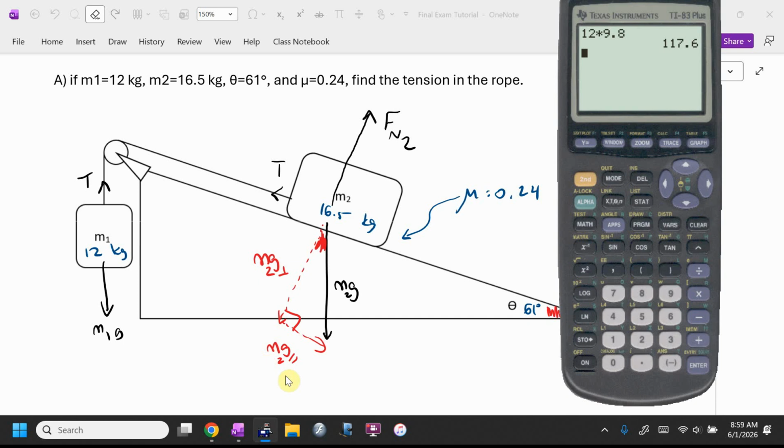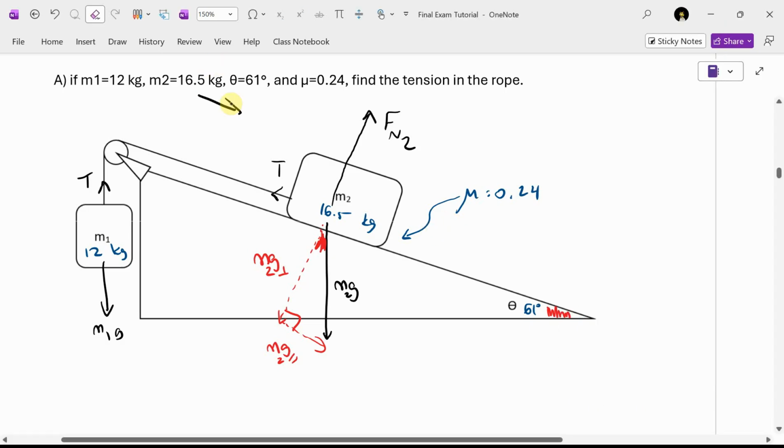The other one I want to compare, Kanan, is this one here, M2G parallel. What's the symbol for parallel to what? Sine. It's going to be M2, 16.5, times 9.8, times the sine of 61. And I want to see which two of these is bigger, because that's going to be the winner. So gravity pulling down with M1G is 117.6. Oh, 141.4. You know what? The winning mass gravity is M2.